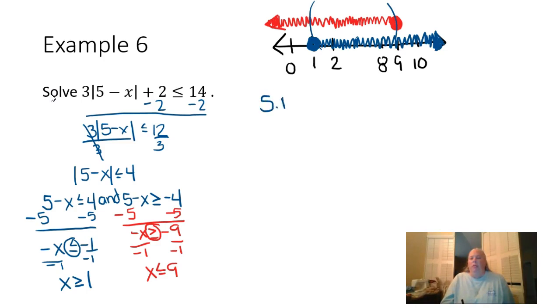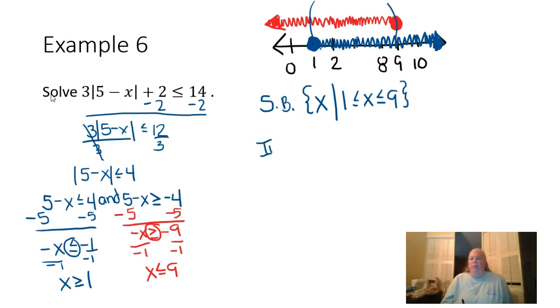Our set builder notation is going to be the set of x such that, and because we're doing the overlap, it looks like everything that's going to be included is right in here in between 1 and 9. So we want x to be in between positive 1 and positive 9. And we're going to put our little less than or equal to's in here, like so.